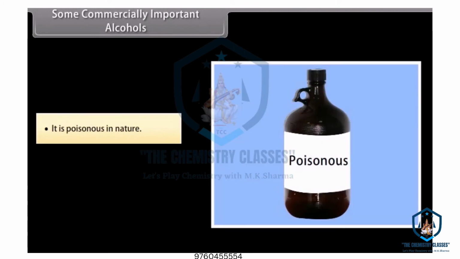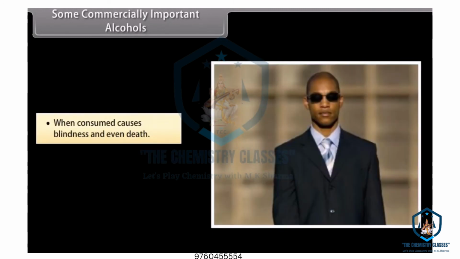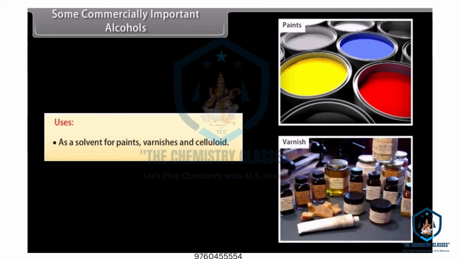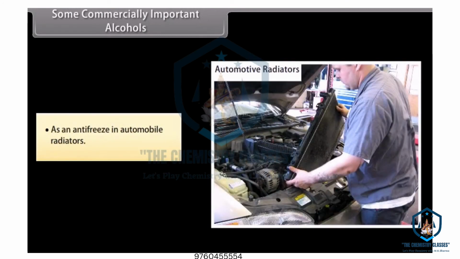It is poisonous in nature. When consumed, it causes blindness and even death. Uses: as a solvent for paints, varnishes and celluloid, for denaturing industrial alcohol, that is, to make it unfit for human consumption, and as an antifreeze in automobile radiators.